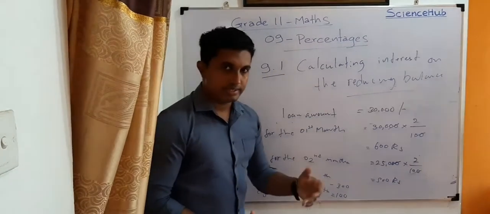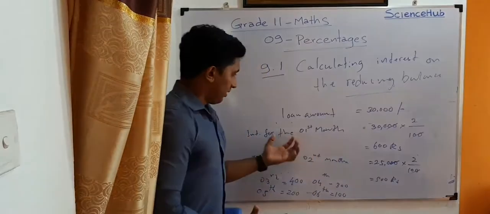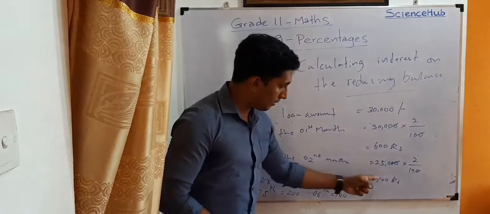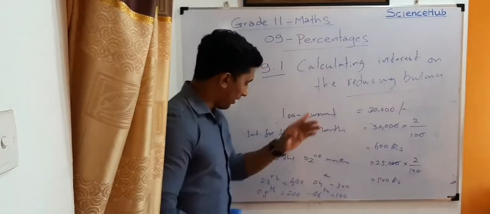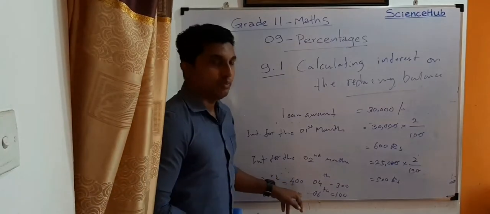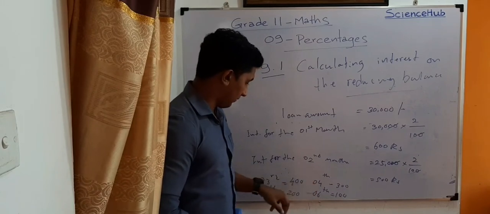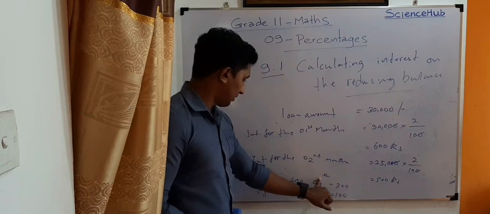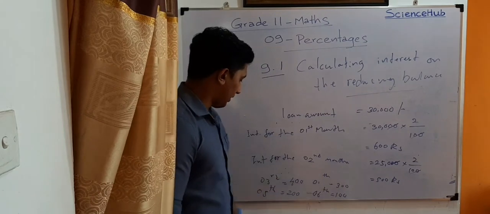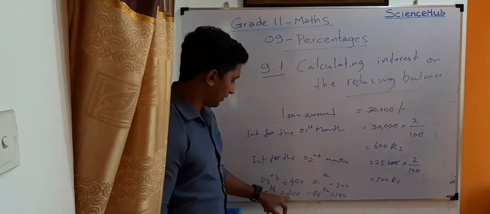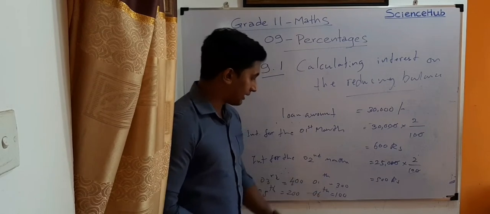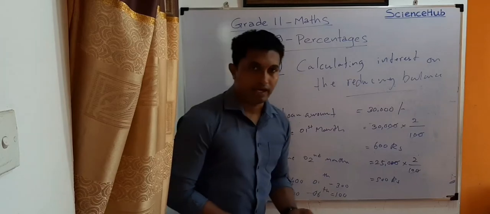Now there is some pattern here. For the first month it is equal to 600, for the second month 500, for the third 400, for the fourth 300, for the fifth month 200, and for the sixth month it is equal to 100.